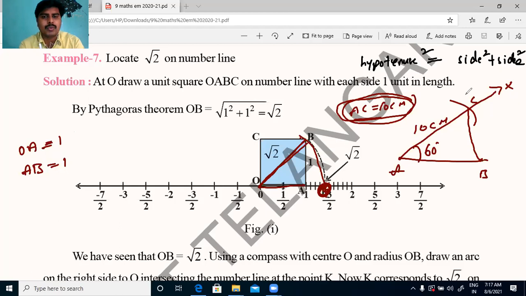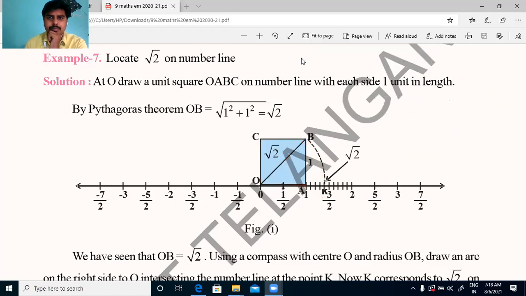Okay, so if you draw an arc with root 2 length, this arc touches the number line at a particular point. That particular point's location is called root 2. Okay. Any doubts, Nana, in this explanation? Please, if you have any doubt, you can raise it. Otherwise, I will continue the explanation.